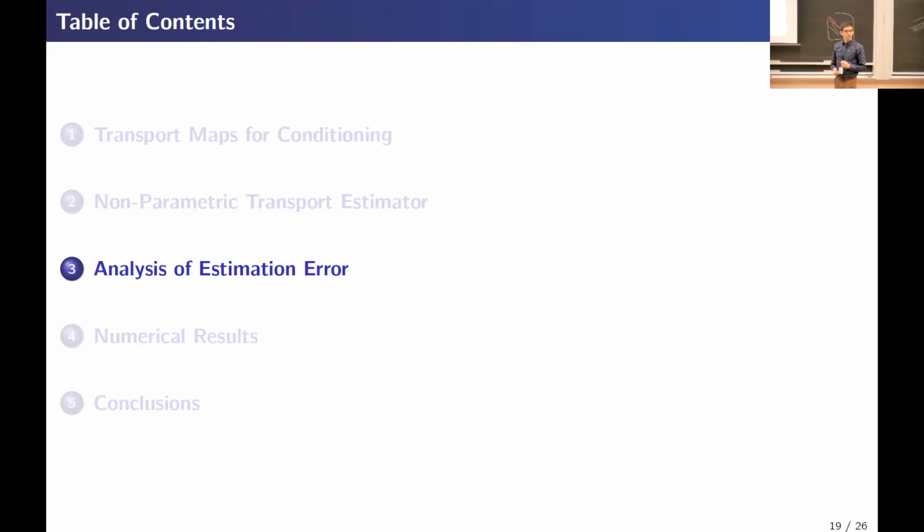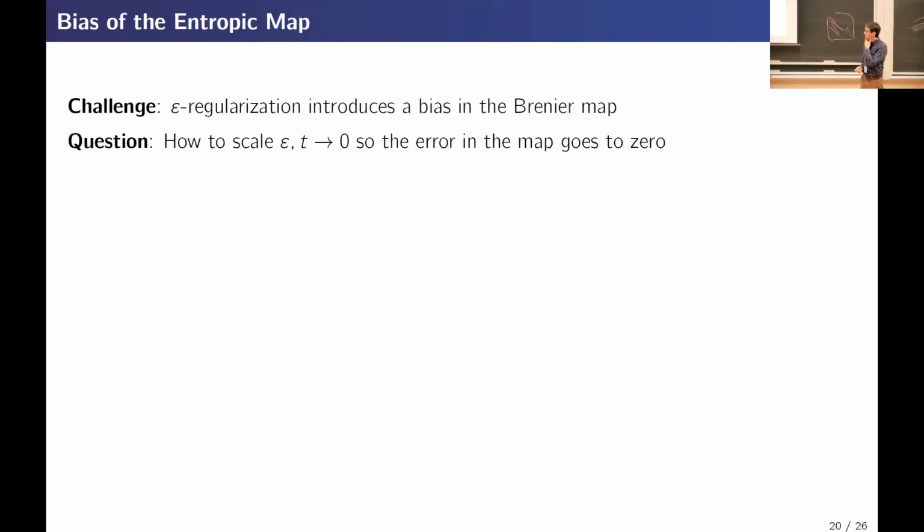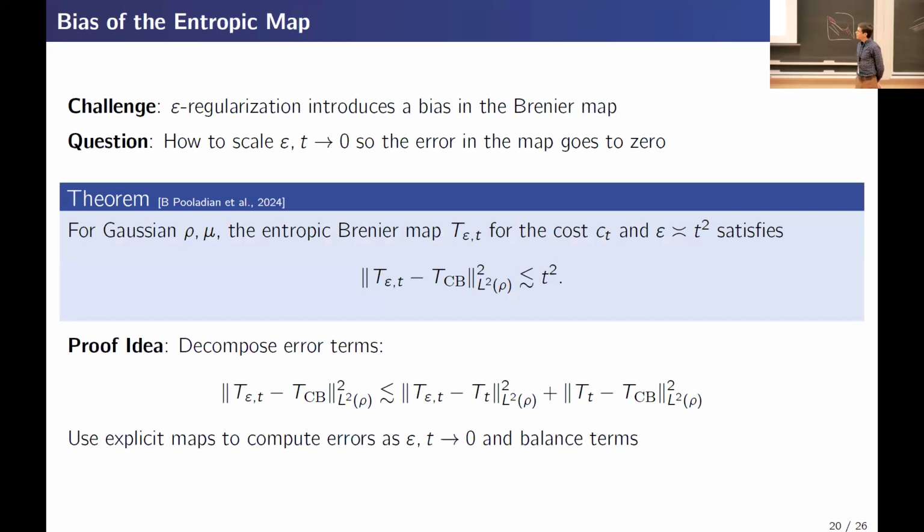So just to provide two results on what we can say about these estimators. The first is that there's, of course, some bias from the choice of the entropic penalty and also this choice of t in the cost. We only really have the convergence to this block triangular map that does exact conditional sampling as t goes to 0 and epsilon goes to 0. So how do you actually choose these parameters in practice?